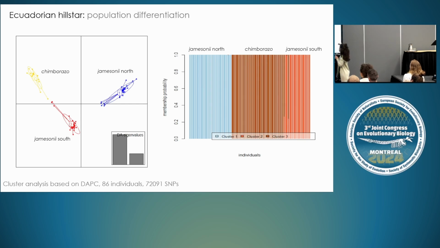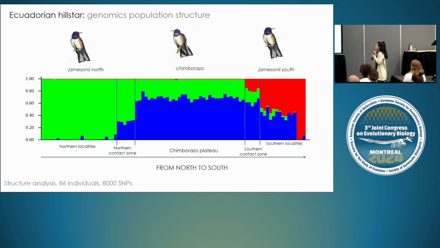That's what we see here in this cluster analysis around these individuals. We decided to trim our data set to get a data set that had very little missing data and get a structural analysis that was more trustable. These are the northern localities, a very good green block, right? We have the northern contact zone.